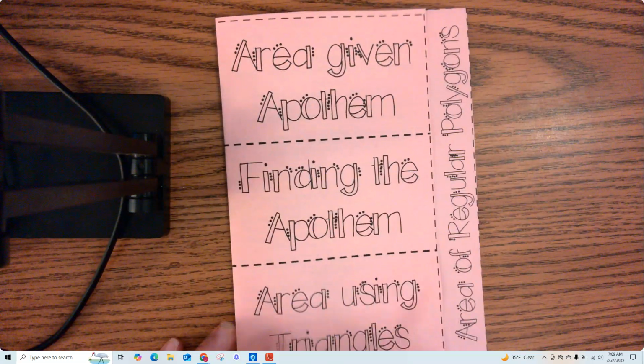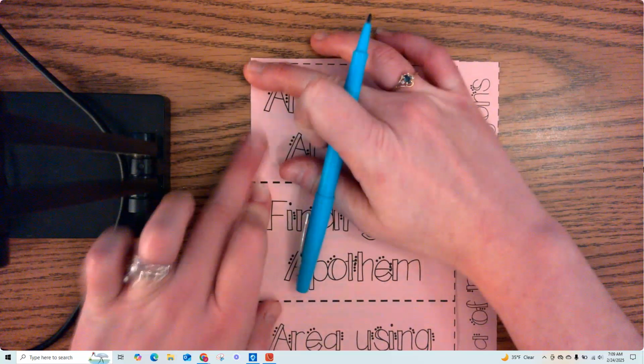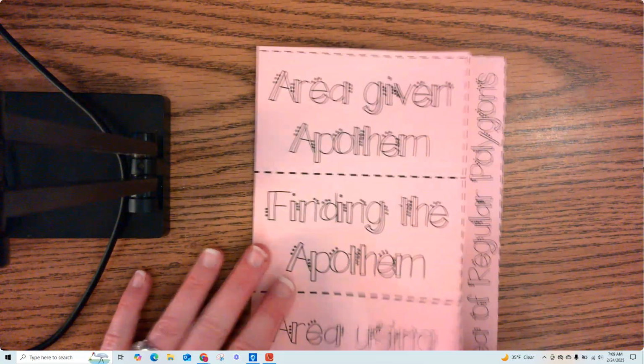This video is for the area of a regular polygon. Notes, this is going to be lesson 8.4. So we're just going to start off finding the area if we're given the apothem.